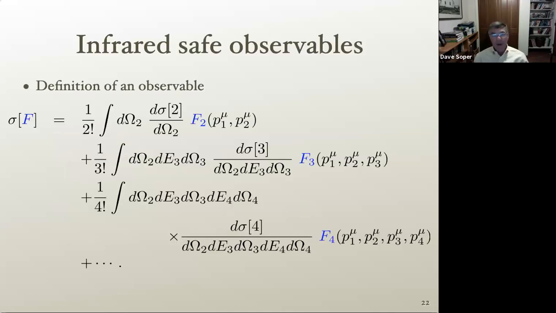So we have to talk about infrared safe observables. And here's the definition. The observable I call F. An observable is just something you can measure.